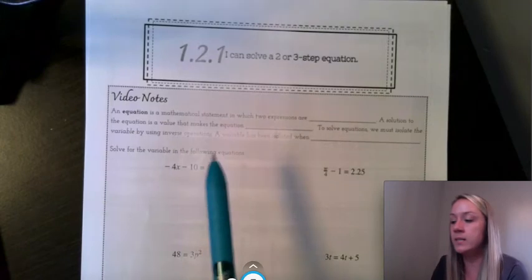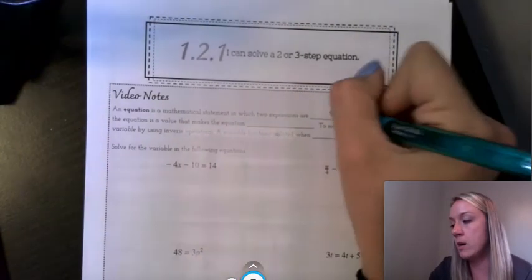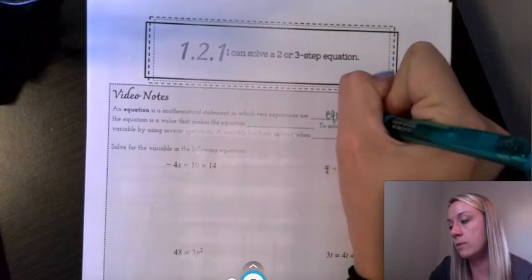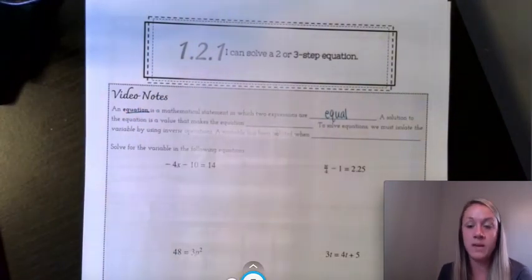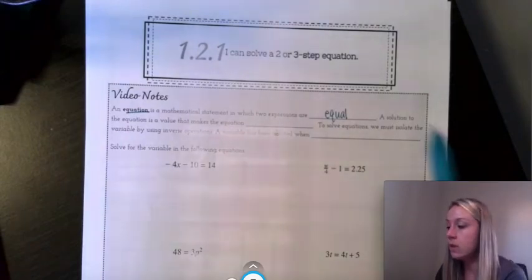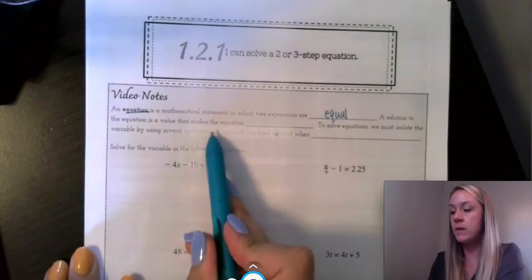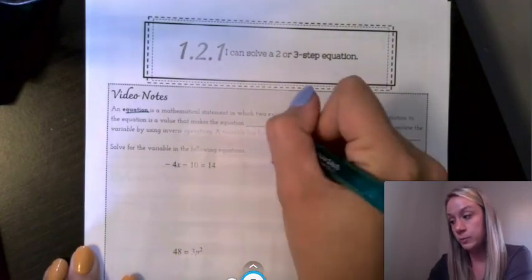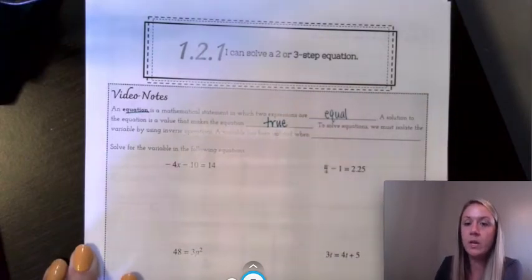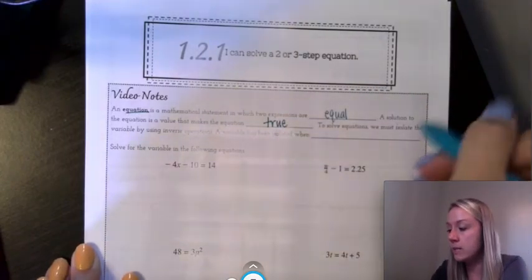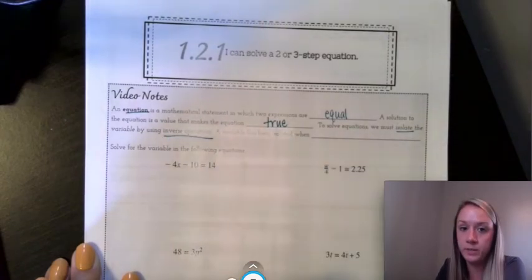Up here it says an equation is a mathematical statement in which two expressions are equal. It is called an equation because the two sides are equal and we have an equal sign. A solution to the equation is a value that makes the equation true. To solve equations, we must isolate the variable by using inverse operations.